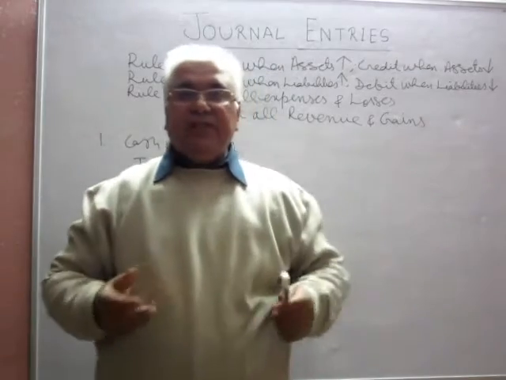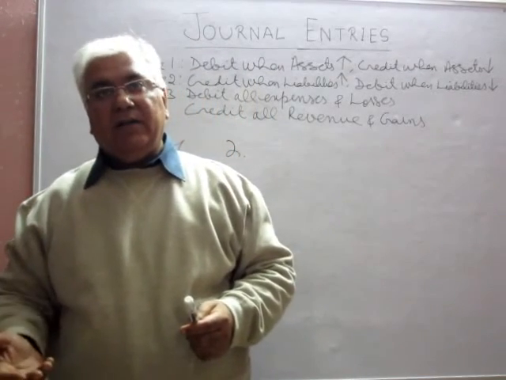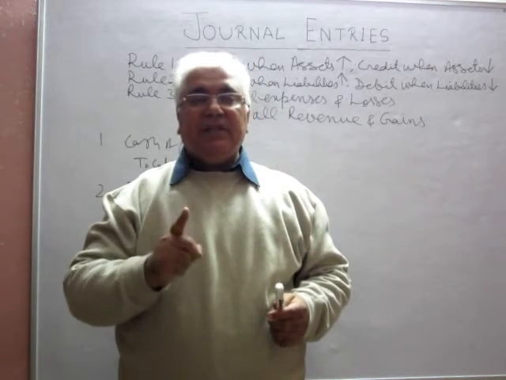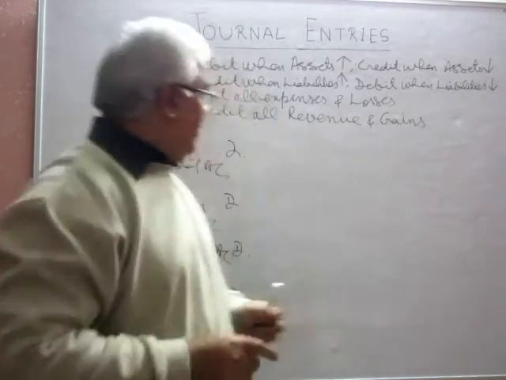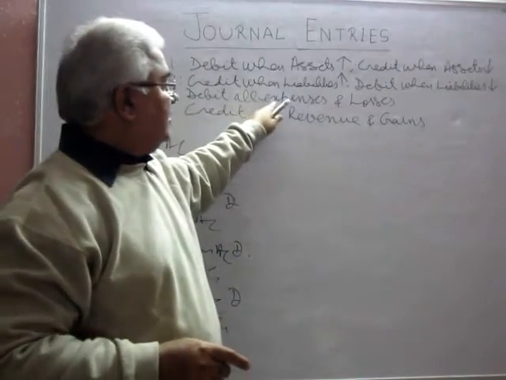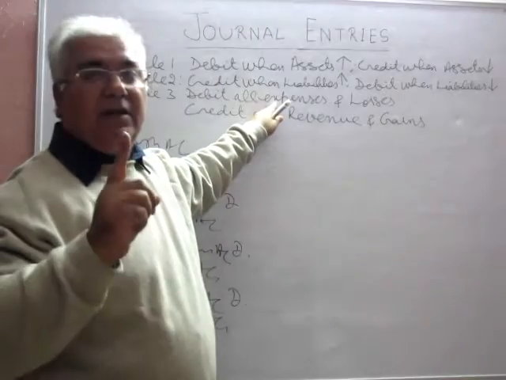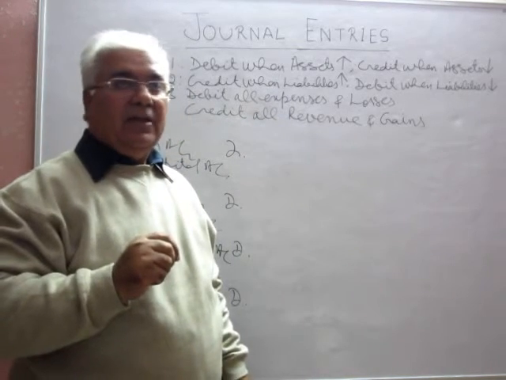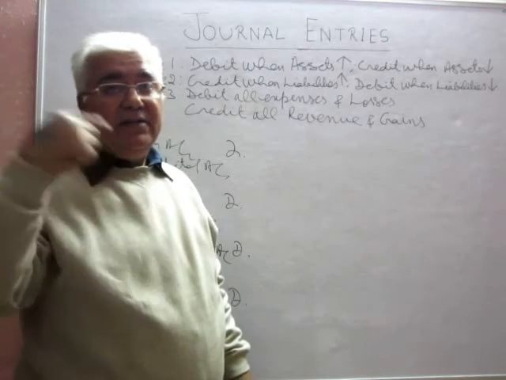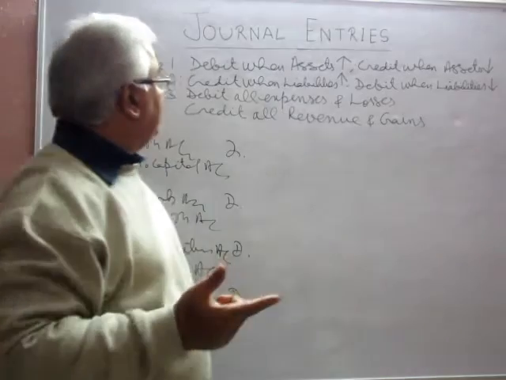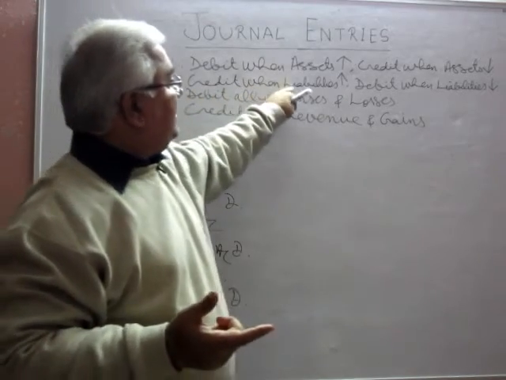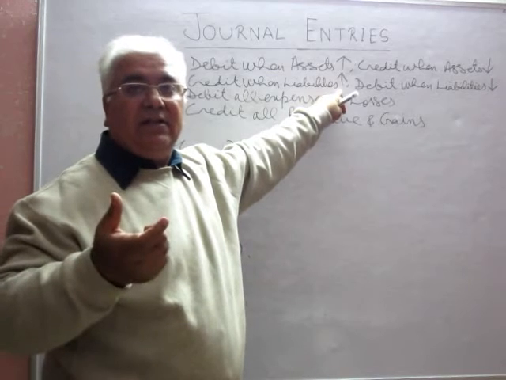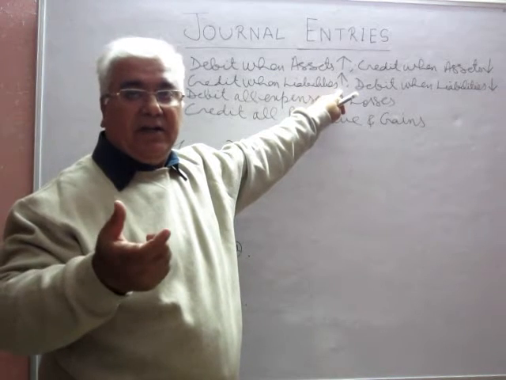Next is purchased goods from Shyam on credit. Again we are buying goods. As you know, purchase account is an expense account, and the rule for expenses is debit all expenses. Again, purchase will be debited. But in this case, we are buying on credit from Shyam, and that means liability is increasing, and the rule for liabilities is credit when liabilities increase. So Shyam's account is increasing, so Shyam's account will be credited.